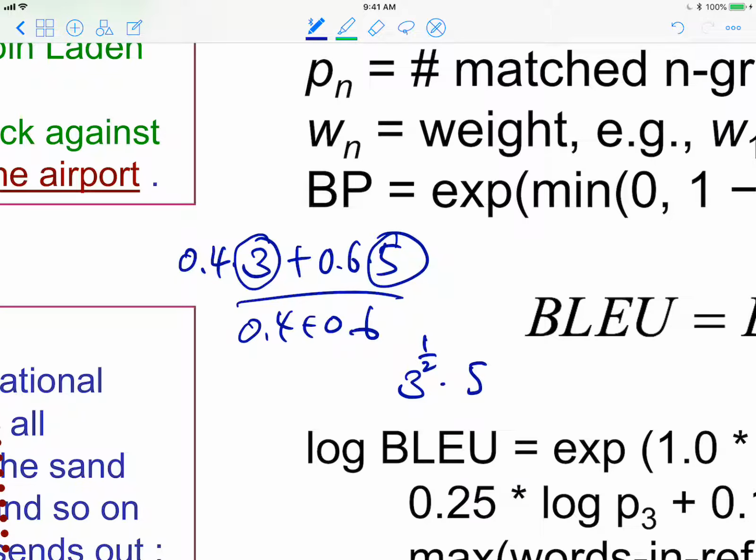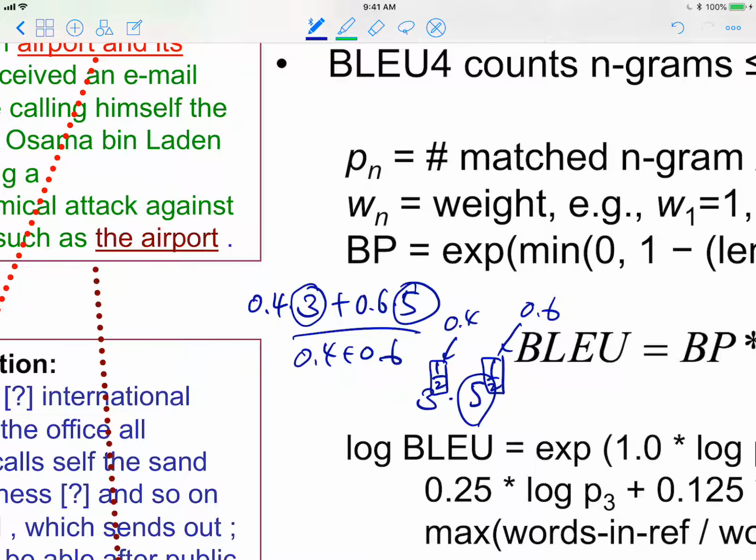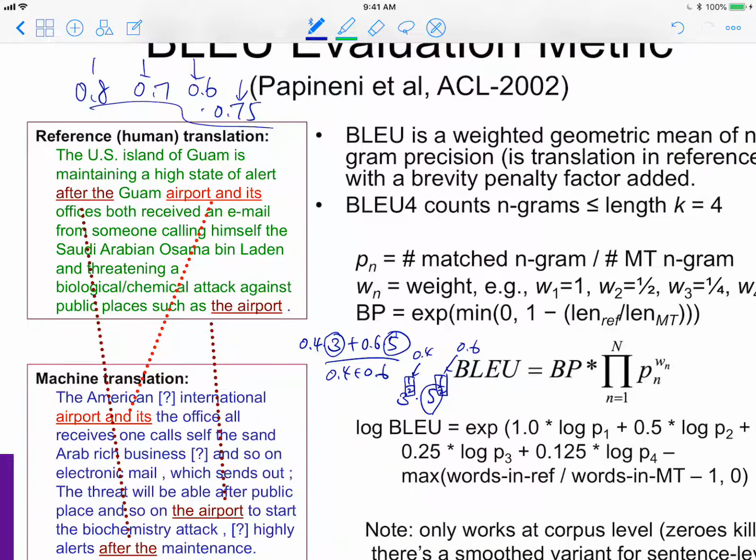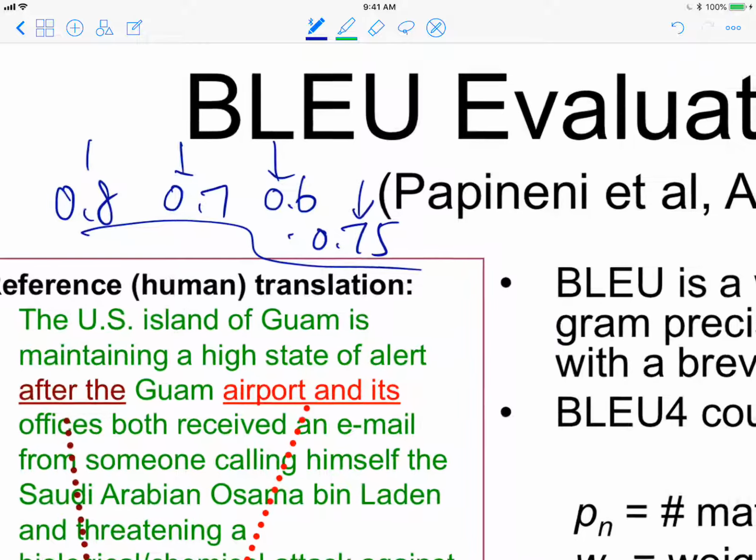3 to the power of 1/2 and 5 to the power of 1/2. So these 2 exponents should sum up to 1. But if they were 0.4 and 0.6, then this can be viewed as a weighted average of this geometric mean, right? So this one is taking this value more into account, right? So we do the same thing on this BLEU metric.